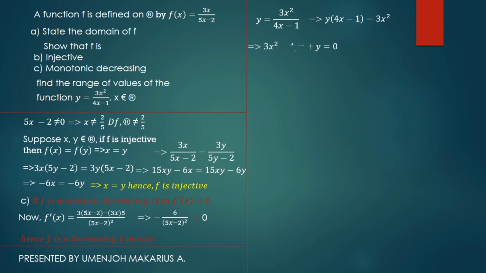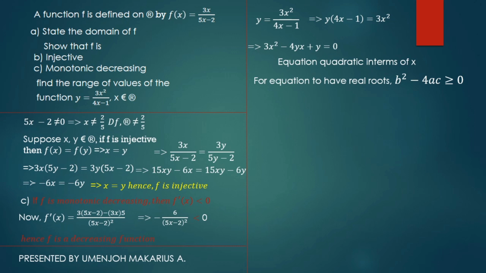Good. So if we open up the brackets now and arrange in quadratic form, we have 3x squared minus 4x minus 4yx plus y equal to 0. Keep in mind, guys, that this equation is a quadratic equation in terms of x. Y in this case is the constant. And for this equation to have real roots, or real values of x, the discriminant, namely b squared minus 4ac, should be greater than or equal to 0. It should be greater than or equal to 0, guys.